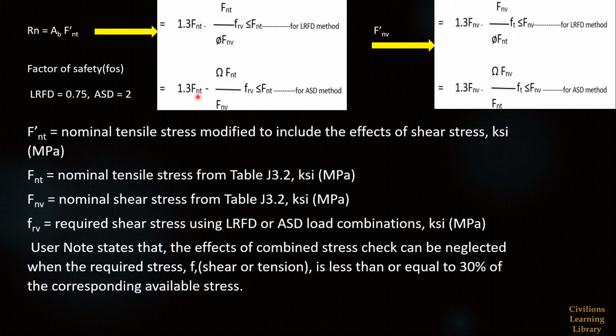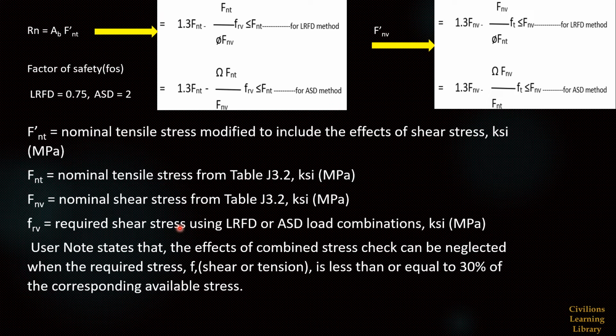The same formula is available for the ASD method. Here we can calculate F'nv also instead of F'nt. Only this value will change. Instead of Frv, here we have to put Ft, and this value should be less than or equal to Fnv. And Fnt is the nominal tensile stress from Table J3.2. Fnv is the nominal shear stress from Table J3.2. Frv is the required shear stress.